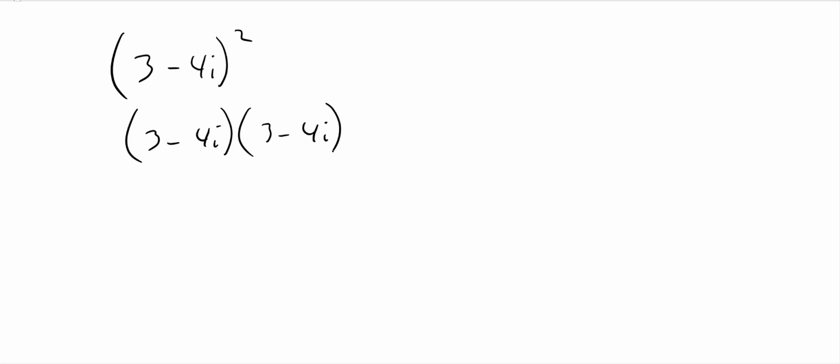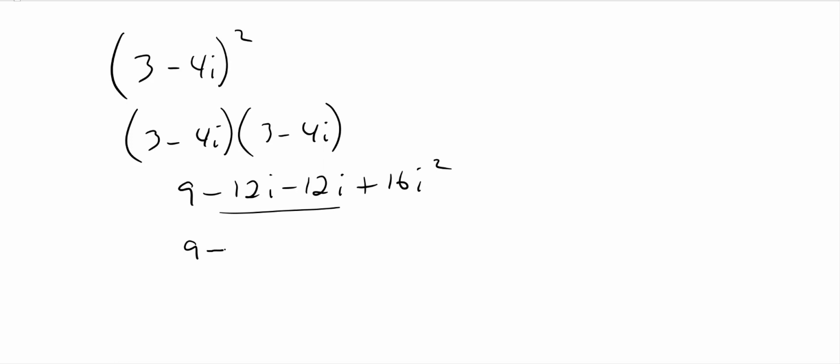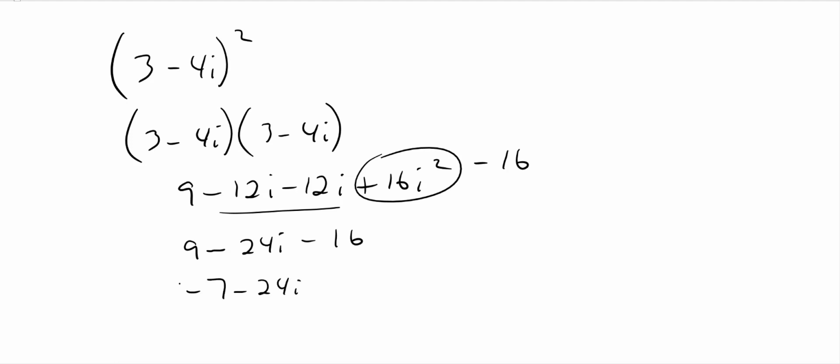Okay, and then you FOIL it. So first gives me 3 times 3 is 9. Outer minus 12i. Inner minus 12i. And last plus 16i squared. Okay, combine these together. So we get 9, minus 12i minus 12i is minus 24i, and plus 16i squared, baby. It's minus 16. So 9 minus 16 is negative 7 minus 24i. And that's your answer.